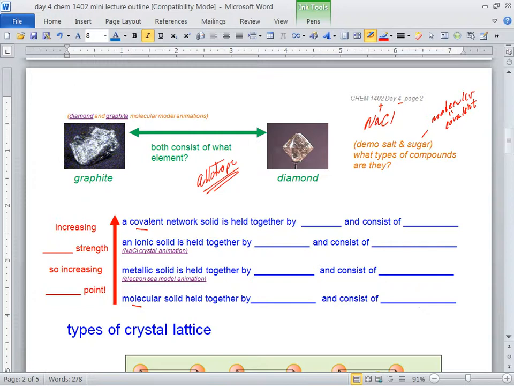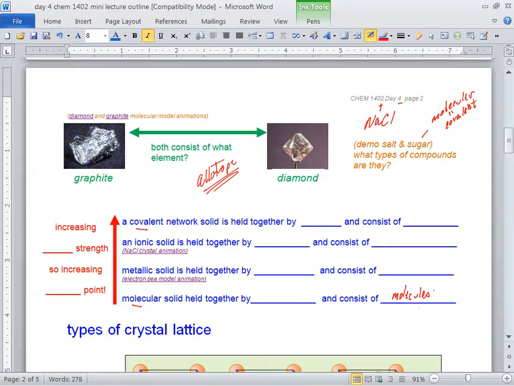I guess we can start at the bottom. At the bottom, you have these molecular solids. I kind of changed your chart because I thought it was kind of confusing. Molecular solids are held together by blank, but I'll get you started here, just let you see where I'm headed. Molecules, right? A molecular solid consists of molecules.